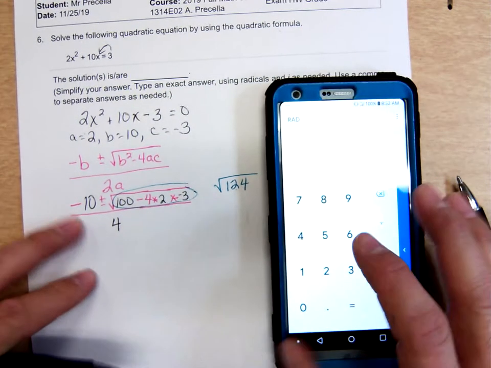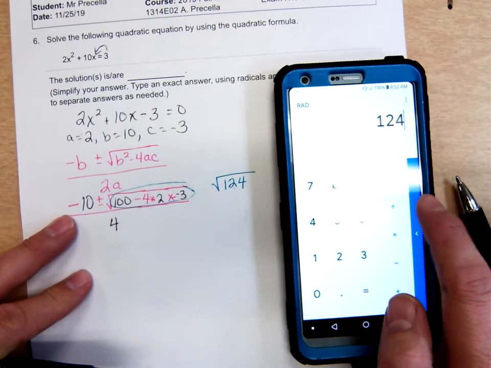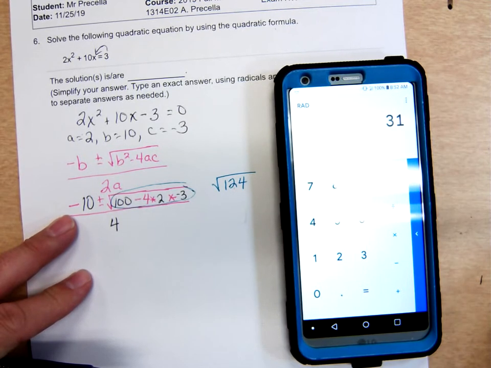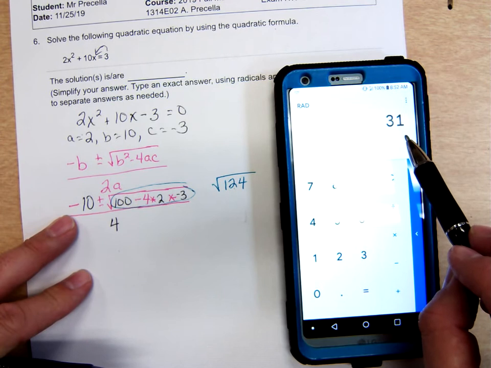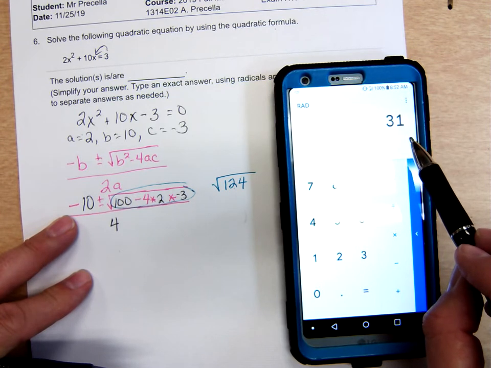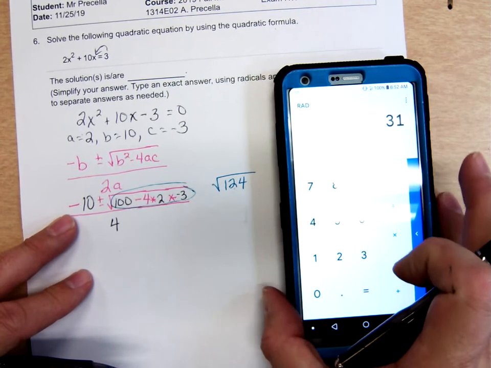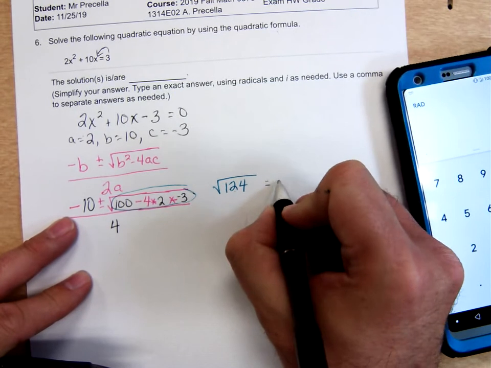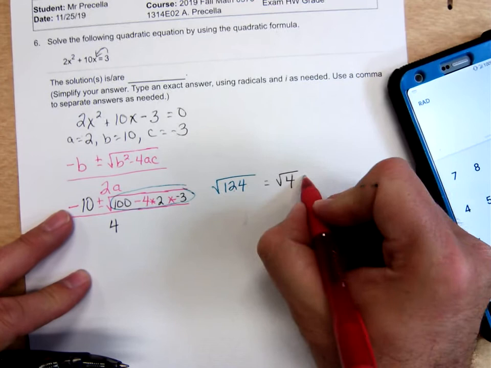Let's see. So I think to myself, what perfect square will divide into 124? Let's see. 4 goes into it. 4 times 31. Will anything go into 31? Is there any number you can think of that divides evenly into 31? No, 31's prime, so that has to be it. To simplify the square root of 124, I'll think of it as 4 times 31.